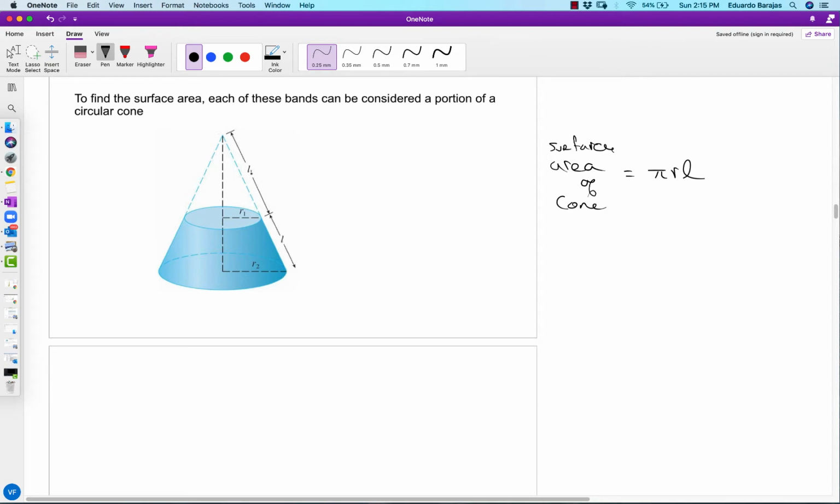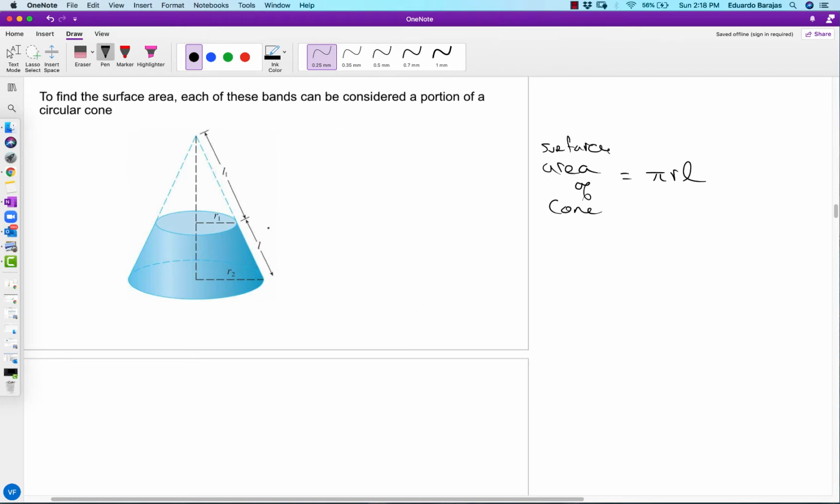But now let's say that we have a cone like this, and we want to find the surface area of this shaded part down here. How are we going to do that? So here's the game plan. Let's figure out the surface area of the entire cone, including the empty part, the whole thing. That's an easy formula. And then we're going to subtract away this empty cone.